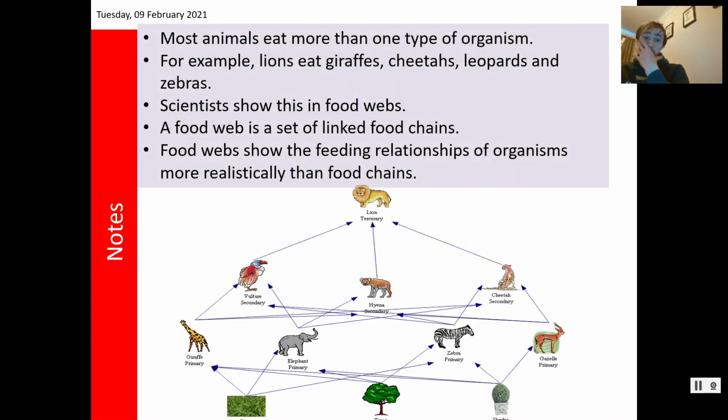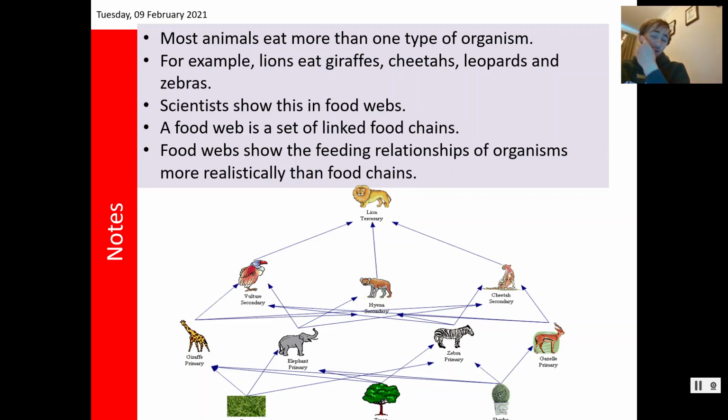Now, food webs, a little bit more complex, but not ridiculously. Obviously, most organisms eat more than one other type of organism. Most, though not all, herbivores eat more than one type of plant. Most carnivores eat more than one type of herbivore. That's a general rule. Not always true, but generally.